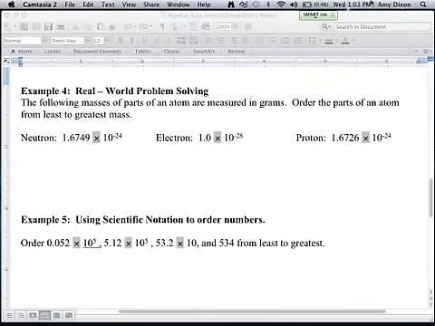All right, now we're going to talk about how we can put scientific notation numbers in order from smallest to biggest. We have the following masses of parts of an atom, measured in grams. Order the parts of an atom from least to greatest mass. What do we need to look at first when comparing scientific notation numbers? Do we look at the leading number? No. Do we look at the exponent? No. What do we look at, guys?